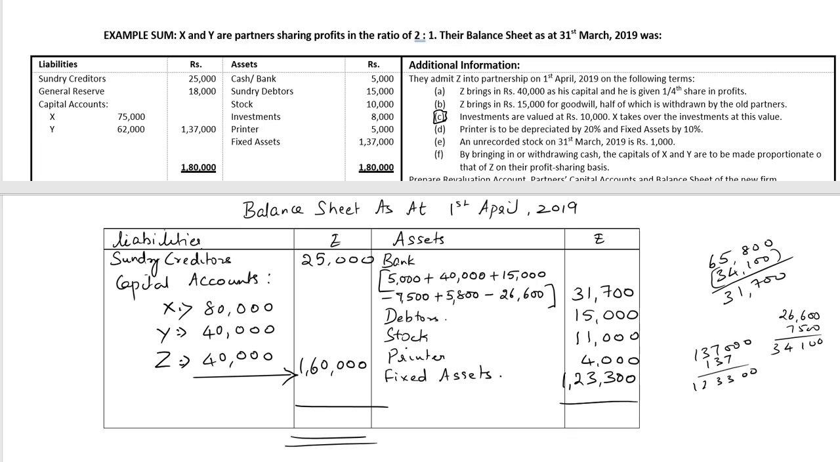Let's check the total of the balance sheet. Total of the liability side is 1,85,000 rupees. Total of the asset side is also rupees 1,85,000. So this is a balance sheet.